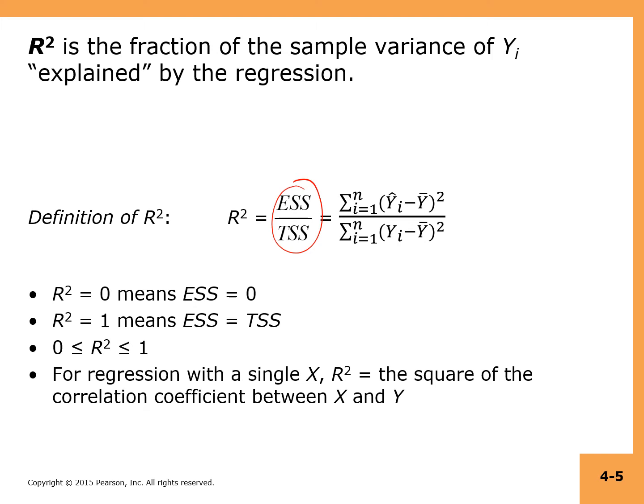R-squared equals 0 means that ESS is 0, meaning that the regression line doesn't really explain anything. R-squared equaling 1 means that ESS is TSS, which means that all the variation in y is explained by the regression variation. Usually, you never see R-squared equal to 0 or 1. It varies between 0 and 1. The closer the R-squared is to 1, the better the regression line that you predicted is doing at explaining the actual data points.